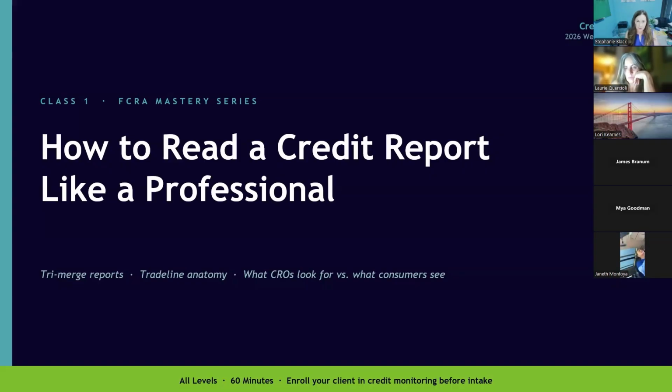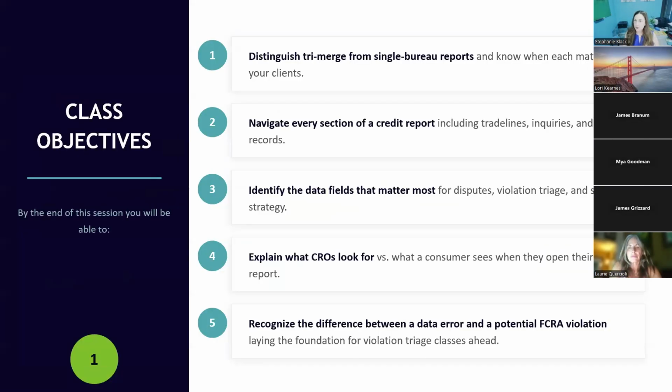Everything is going to build upon these classes in the beginning, to make sure that you understand. The first thing you need to really understand is how to read a credit report in a CRO way, not in a way that the consumer sees it, not in an emotional way, but in a way that helps you set up everything for that client. We are going to distinguish tri-merges from single bureau reports and understand the difference between those two things and why it matters to us.